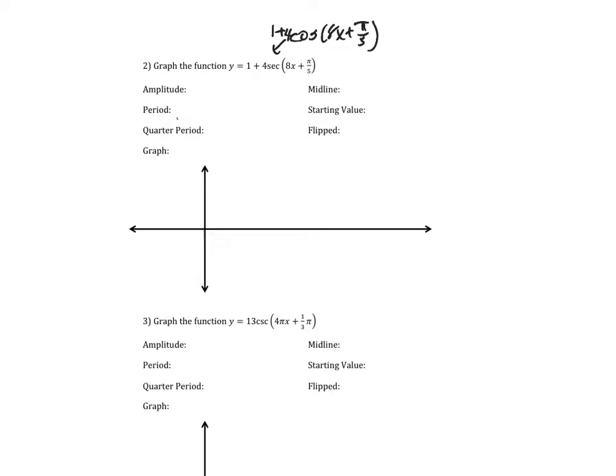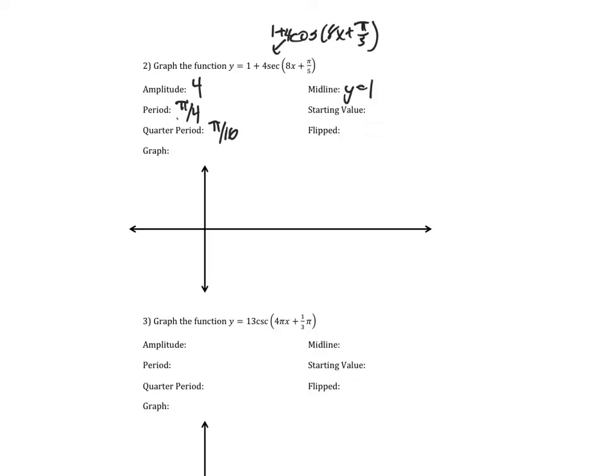Looking at this, it's going to get a little bit messy. So if you need to use a calculator to help you do some of the fractions, feel free to do so. This one gets kind of crazy. So hit pause if you'd like to. If you want to just do it with me, you can do that. So amplitude in this case would be 4. Period would be 2 pi over 8 or pi over 4. Quarter period is then pi over 16.